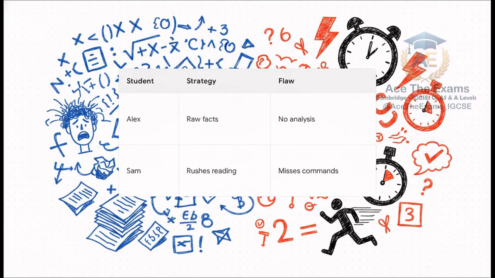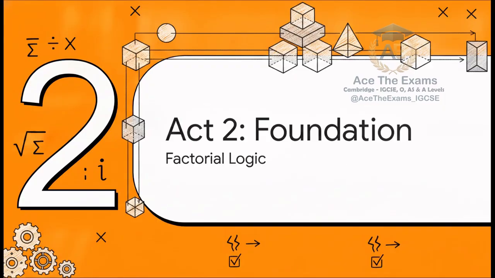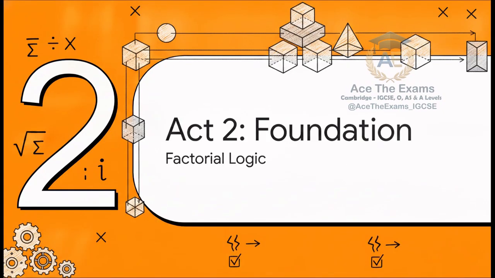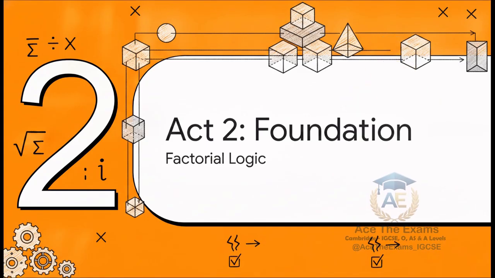Both Alex and Sam are losing massive amounts of marks, not because they're bad at math, but because they simply don't understand the rules of the Cambridge game. So, let's move into Act 2, the factorial foundation, because to fix Alex and Sam's mistakes, we cannot strategize until the underlying mathematical logic is completely flawless.